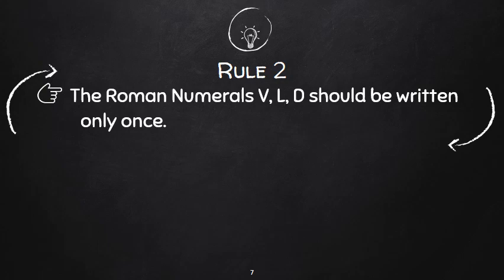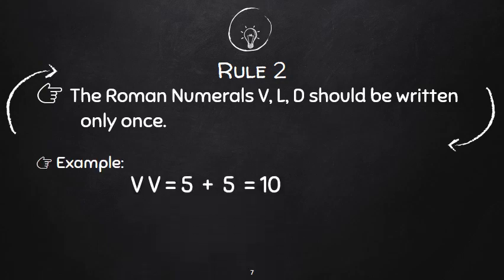Let's understand this rule with the help of an example. VV, where the value of V is 5. So if we write VV, it will be equal to 5 plus 5 is equal to 10. But this is a wrong way. You cannot repeat V more than one time. So the correct way to write 10 in Roman numerals is X is equal to 10. Is it clear? X indicates number 10.